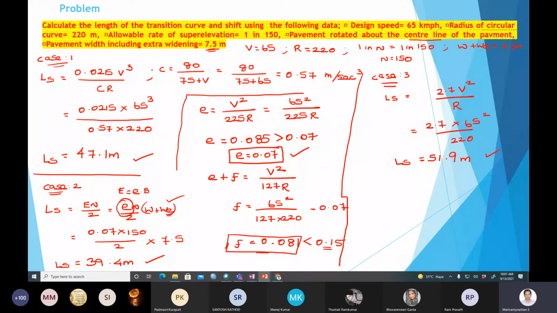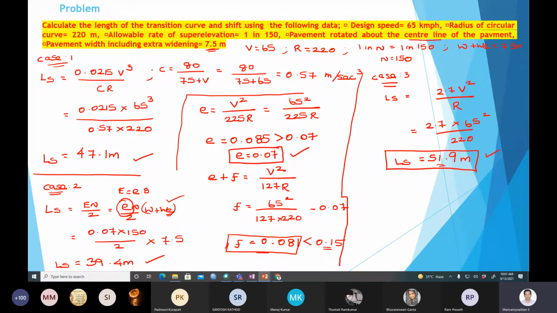So now the length of the transition curve is the maximum value we get when comparing case 1, with respect to centrifugal acceleration, case 2, the super elevation, and case 3, the IRC empirical equation. Out of these three, the empirical equation value of 51.9 is the maximum one. So the length of the transition curve is finalized as 51.9 meter.